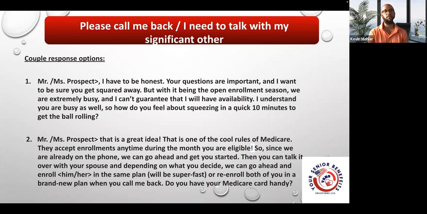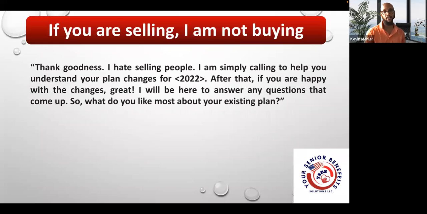Or the second option would be, again, hey, Ms. Peterson, that's a great idea. This is the cool thing about Medicare. They accept enrollments anytime during the month, right? And that would be that you are enrolling if somebody's turning 65 or AEP. So since we're already on the phone, we can go ahead and get you started. Then you can talk it over with your spouse, and depending on what you decide, you can go ahead and enroll him or her in the same plan, right? We'll be super fast. Or we can re-enroll both of you in a brand new plan. Once you call me back, we can look over that. Now, let's go ahead and grab that Medicare ID card number. What is that Medicare ID number?